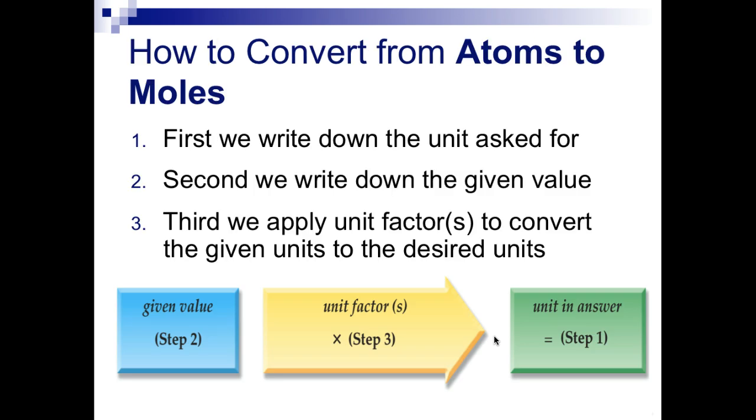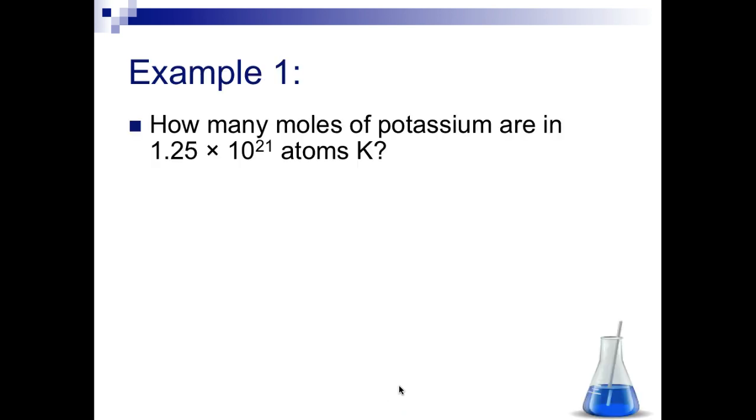Now let's look at another way. You can go from atoms to moles. So this is the opposite. We're going to follow the same three steps, and we're going to set it up just like we did with our first problems. So let's look at an example. How many moles of potassium are in 1.25 times 10 to the 21st atoms of potassium? So we want moles of potassium.